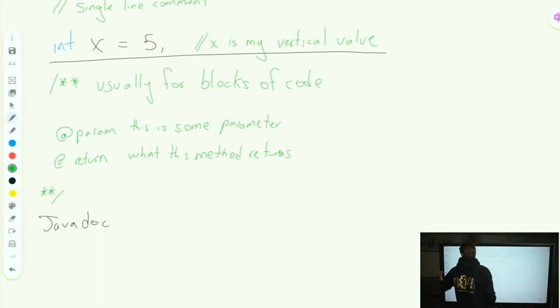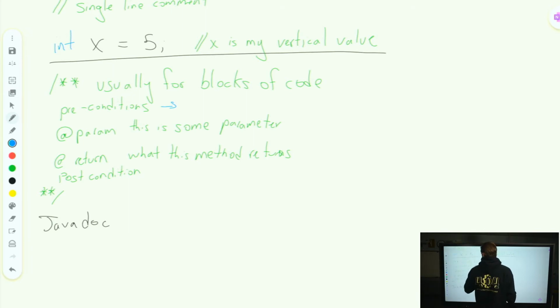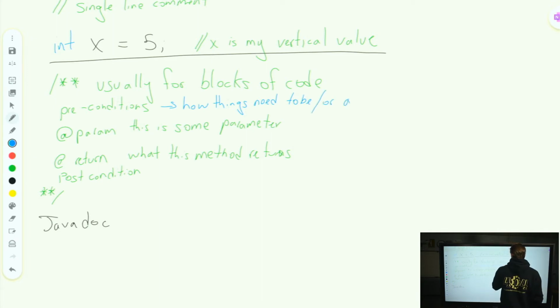And we can also define preconditions and postconditions. So what are these things? Okay, we're familiar with parameters and returns, but what about preconditions and postconditions? So this is how things should be before a method or code block runs. How things need to be or are before a method runs.